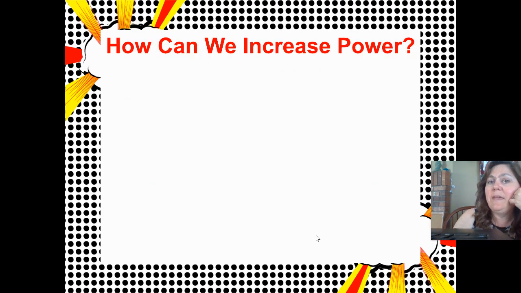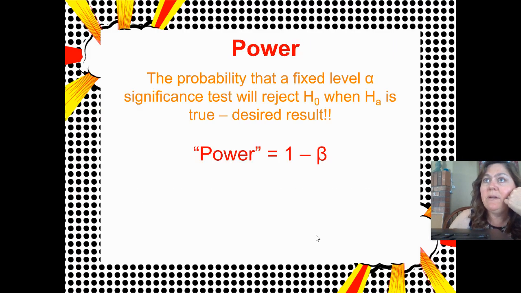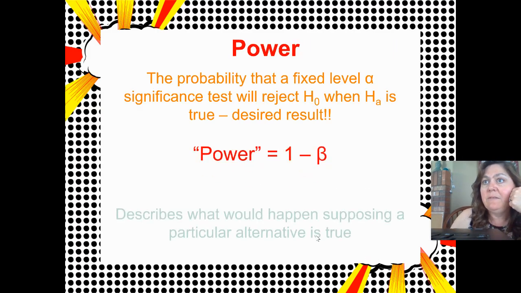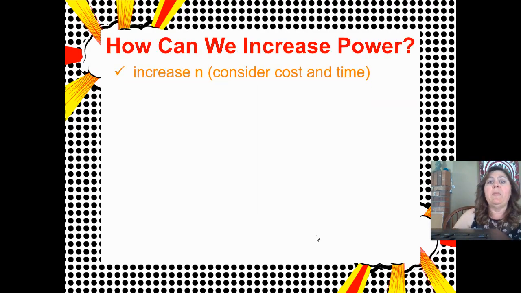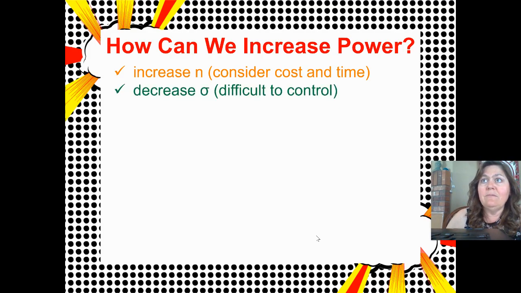One of the big things that AP Stats asks us to consider is how can we increase our power, because that's what we want. If power is the probability that we do what we're supposed to do, then we need that to be strong. And I have on this slide near the end that we want that to be at least 80%. So how can we increase it? There are several ways in which it can be increased.